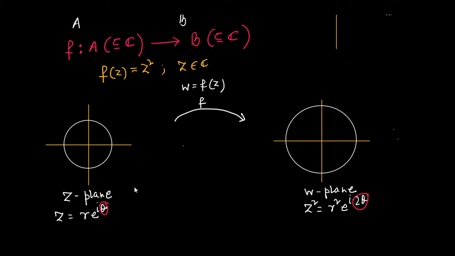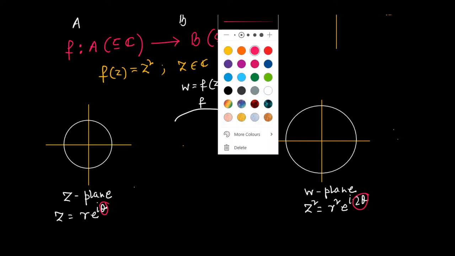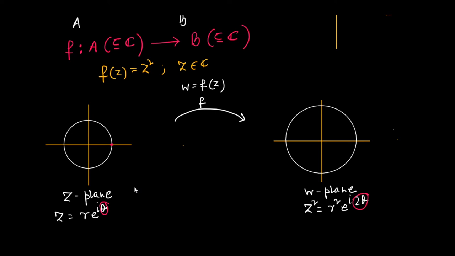For example, if I consider this particular complex number, here the argument is 0. So the image of this particular complex number will be that complex number which lies on the circle of radius r squared with argument double of 0. Double of 0 is 0. So considering that, this will be my image of that point. Now, if I consider another point, say this particular point, here the argument is pi by 2. So here the image, the argument will get doubled. That is, the argument will become pi. So the image of that point will be this one.